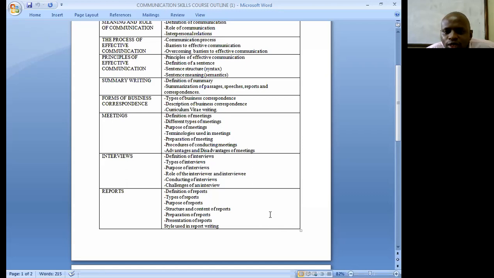Then we shall also be talking about the roles of the interviewer in an interview. So what is the role of an interviewer in an interview? You will also be able to understand that.